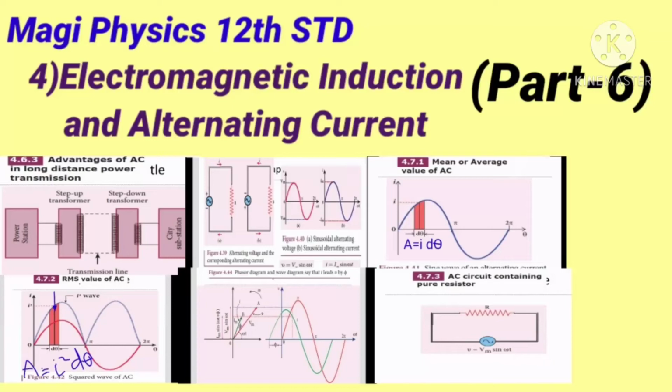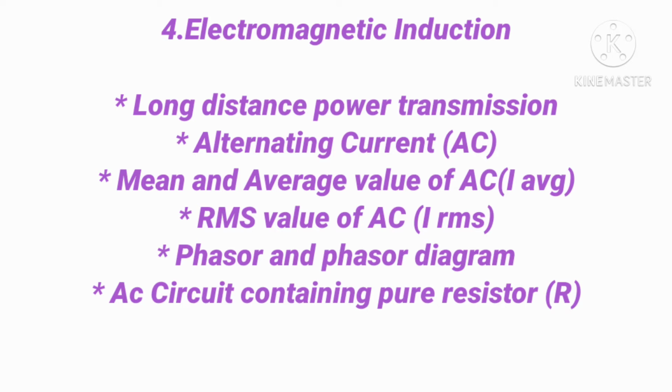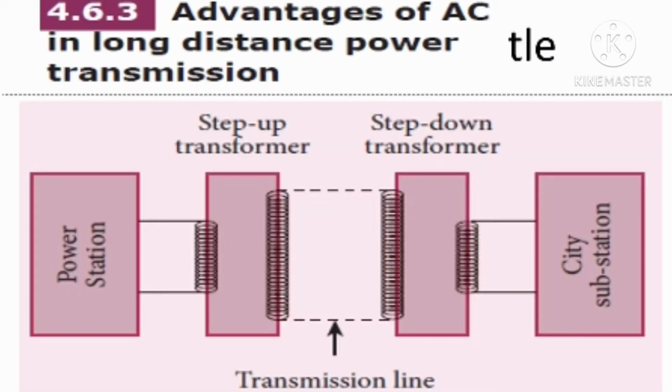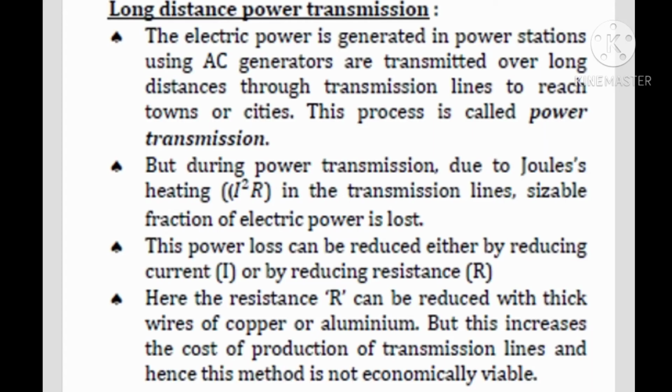Hello students, now we are going to discuss some important topics in the 4th lesson, electromagnetic induction and alternating current. First one is about the advantages of alternating current, AC, in long distance power transmission.